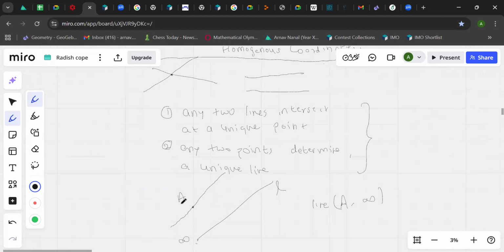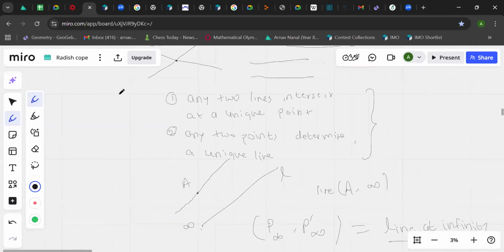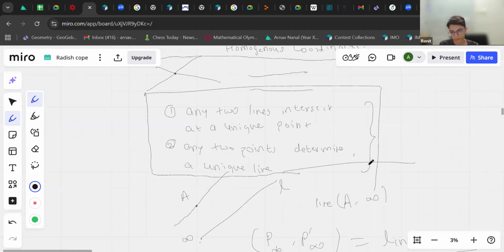Okay, what happens if you take two points on the line at infinity? Like you take P infinity and some other point at infinity. Which line is given by these two points? The line at infinity. Yes, correct. This gives the line at infinity, because all the points at infinity lie on the line at infinity. Is this absolutely clear to everyone? The stuff we are doing right now is very crucial for understanding things later.